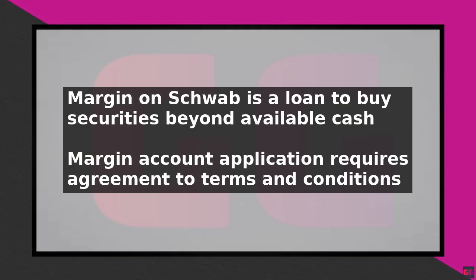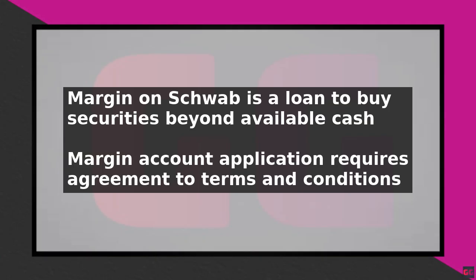First, you need to apply for a margin account on the Schwab platform. This involves filling out an application and agreeing to the terms and conditions. Once your account is approved, you can start using margin to buy securities.